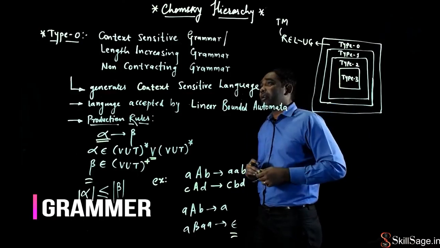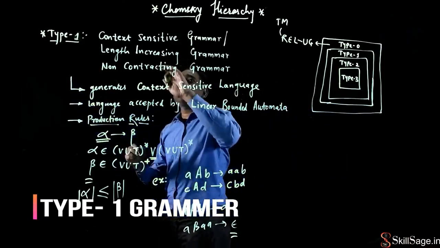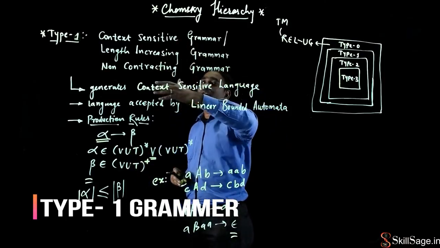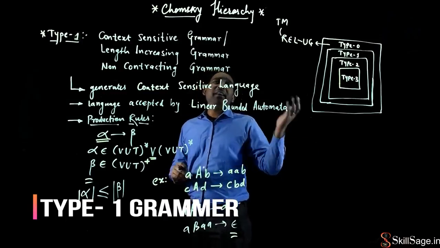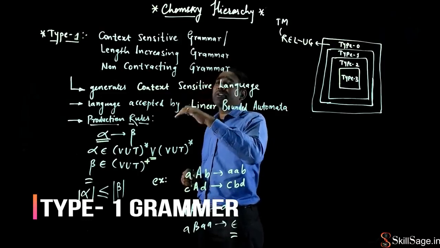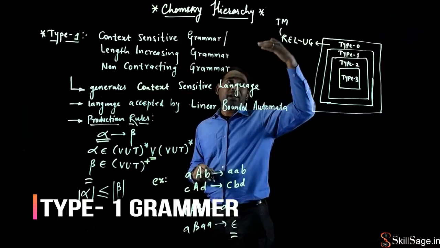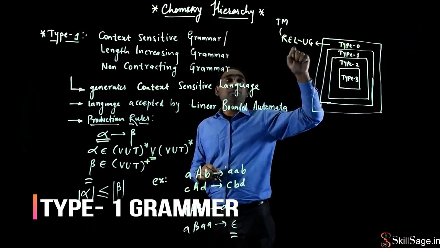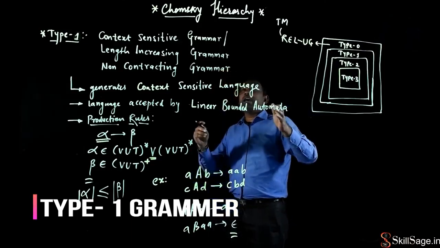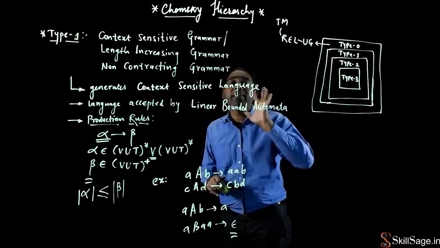So what is type 1 grammar? Type 1 grammar is called a context sensitive grammar. It is also called a length increasing grammar or non-contracting grammar. As with every other grammar, this grammar also generates a language, and this language is called a context sensitive language. And just as we have a Turing machine to recognize the type 0 or recursive enumerable language, we have a linear bounded automata to recognize this context sensitive language.